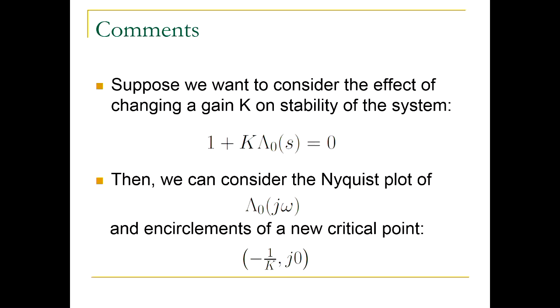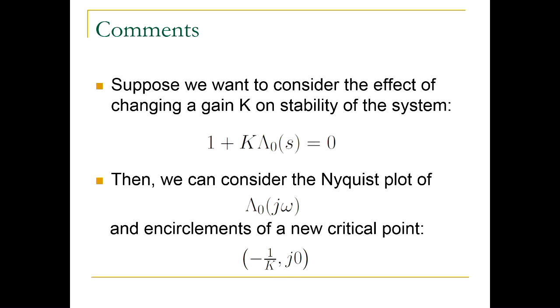If I know lambda 0, I give you lambda 0, I'm asking you, plot immediately for me k times lambda 0 j omega. What would this look like? Know that if k is positive, the only thing that changes is the magnitude. So you're sort of scaling it radially from the origin.